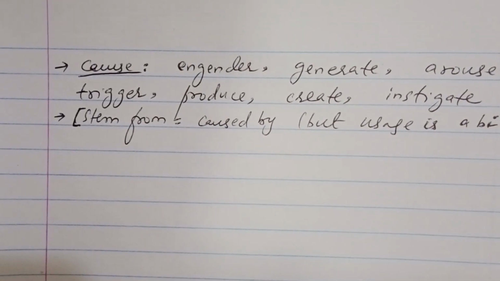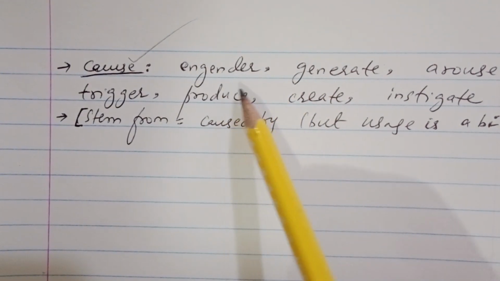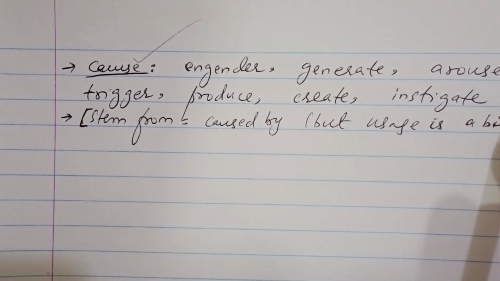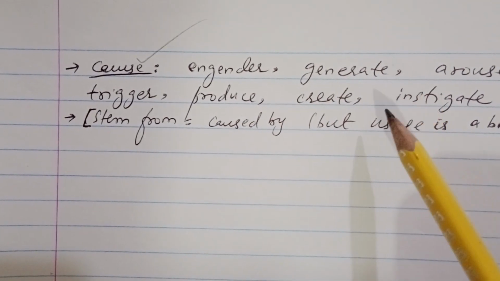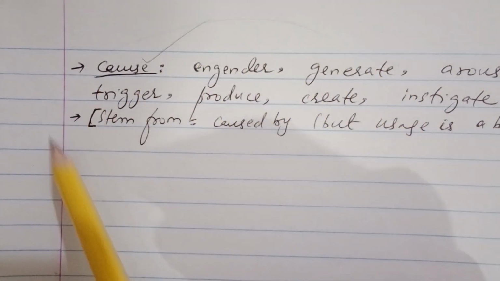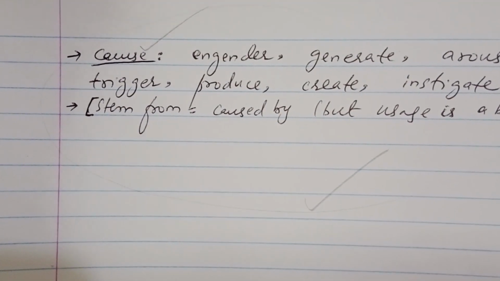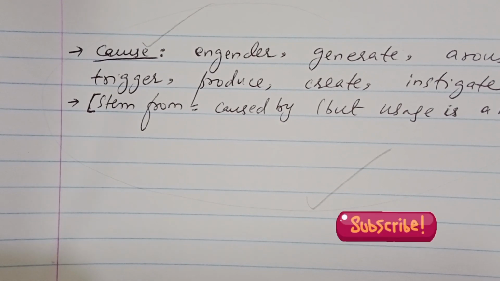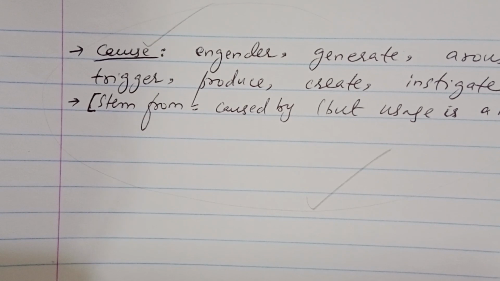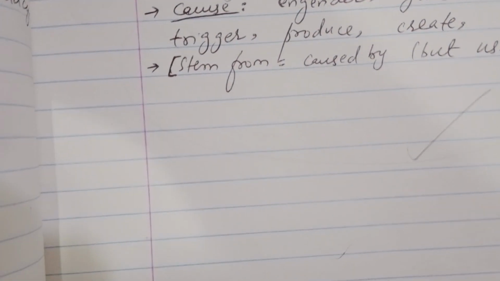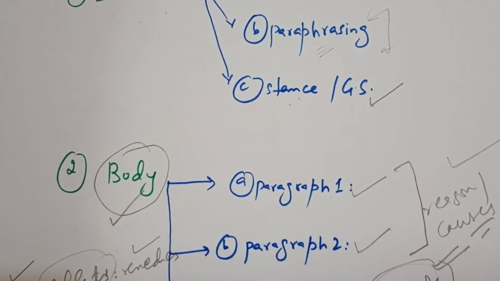Now let's see what are the synonyms for the word cause. These are some of them: engender, generate, arouse, trigger, produce, create, instigate, stem from. These are some of the synonyms of cause. Now see, this will beautify your IELTS writing task too, as much as you remember some of the synonyms of them. So let's start writing this IELTS task.